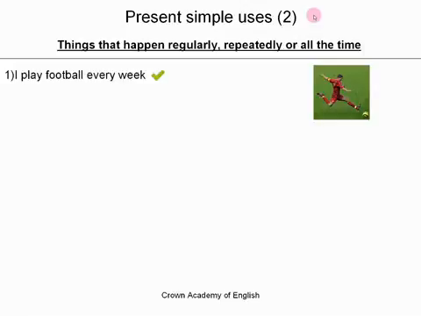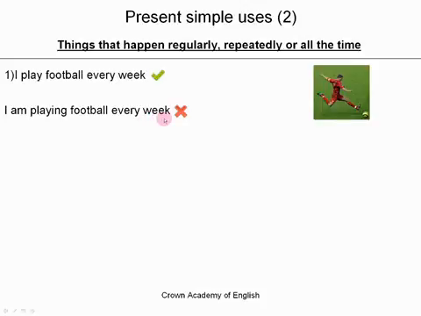For example, we can say, I play football every week. So something that happens regularly, something that happens every week, we use the present simple tense. We cannot say, I am playing football every week. That is wrong. That is actually grammatically wrong, because we are saying every week.